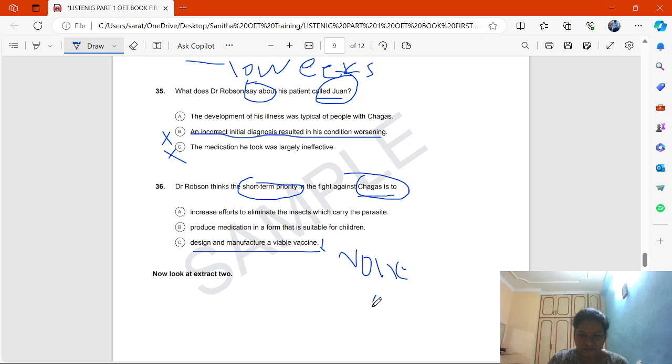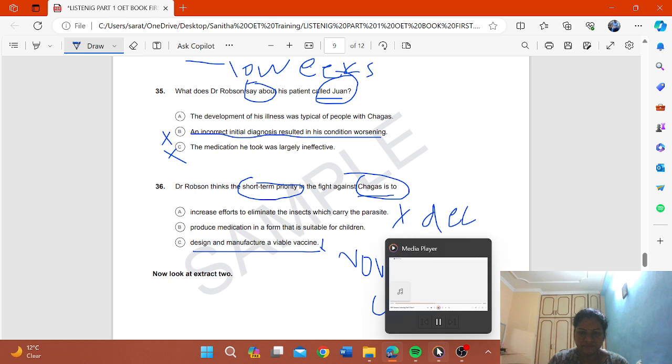What's currently available is designed for adults, even though infants often have the disease. There are also some very important programs using insecticides and other methods to wipe out the bugs that transfer Chagas to humans, but initiatives like those take decades rather than years. Well, Dr. Jack Robson, thank you very much for speaking to us today.